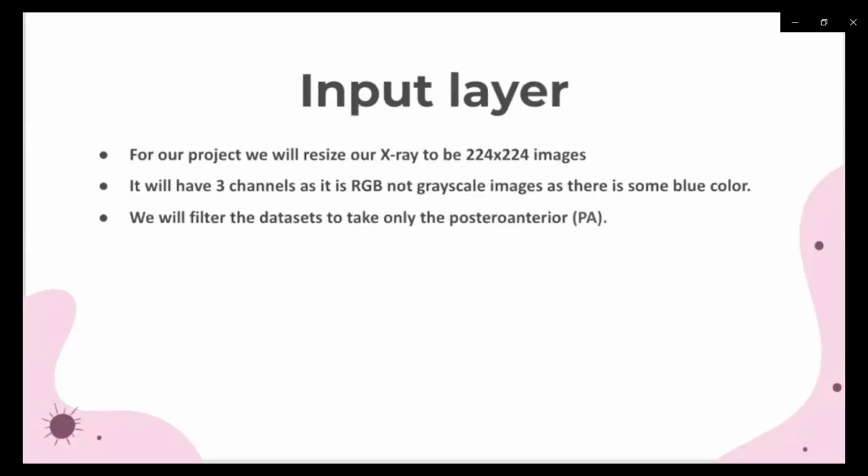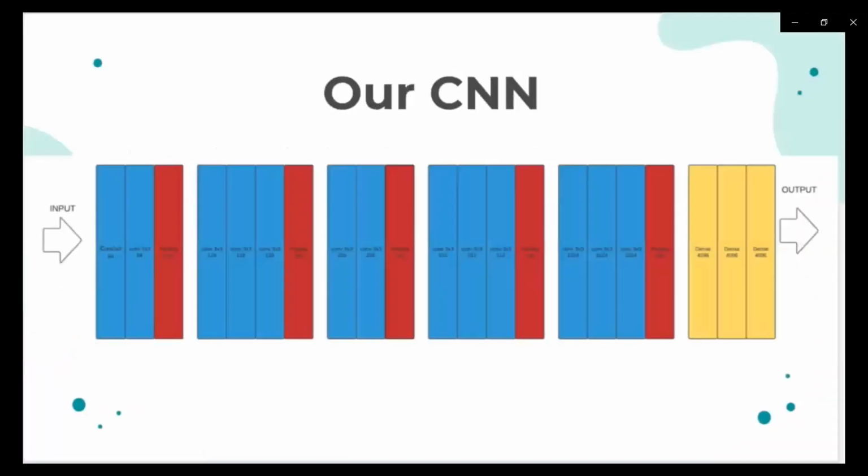The input layer in our CNN will get images of 224 by 224 and will consist of 3 channels, as it is RGB, not grayscale, as there is some blue color in the X-rays. We will also filter the datasets to get the posterior anterior type, because this is the most suitable and appropriate one. And this is a diagram for the architecture of our CNN.